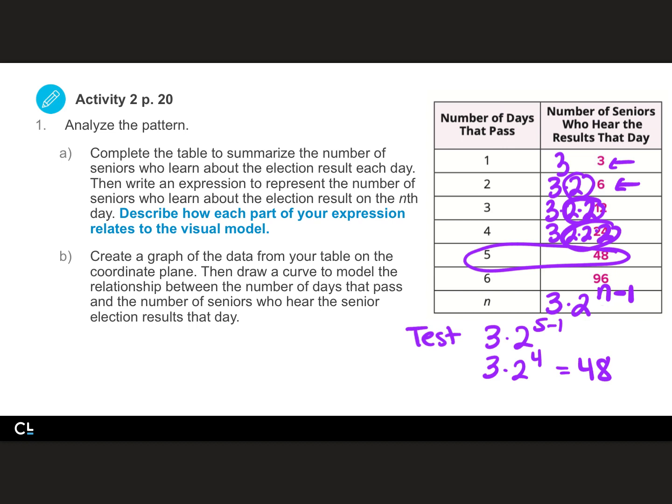This pattern where we have that repeated multiplication, this is called an exponential pattern. And again, you can tell because we're always going to have that exponent with a variable. In this case, it's n minus 1.